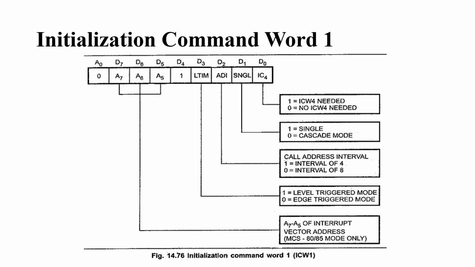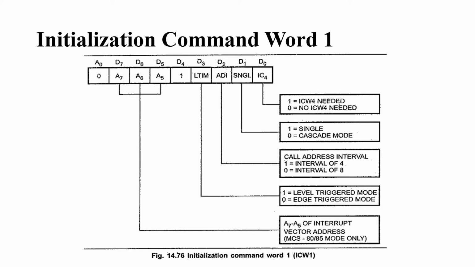When D1 bit is set to 1, it informs that 8259 works alone in a system. When it is 0, 8259 works in cascaded mode so that more than 8 interrupts can be handled. D2 bit informs about address interval. When it is 1, interrupts are 4 bytes spaced. When it is 0, the interrupts are 8 bytes spaced.